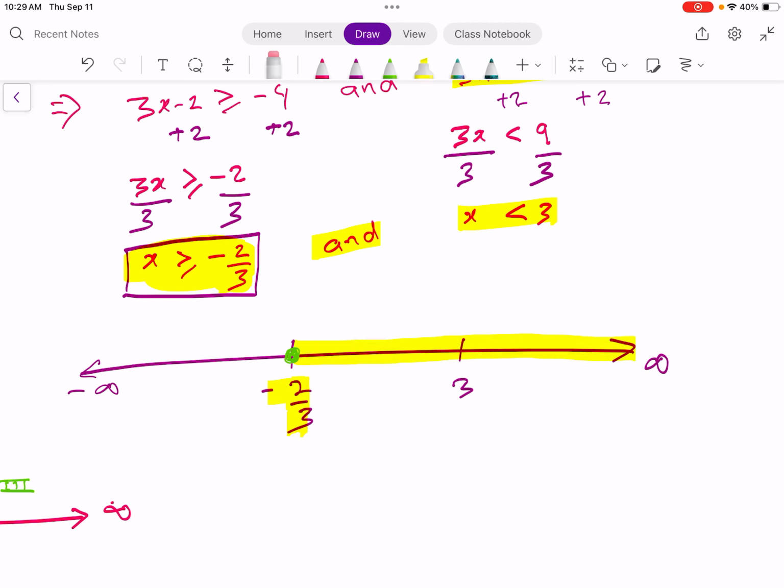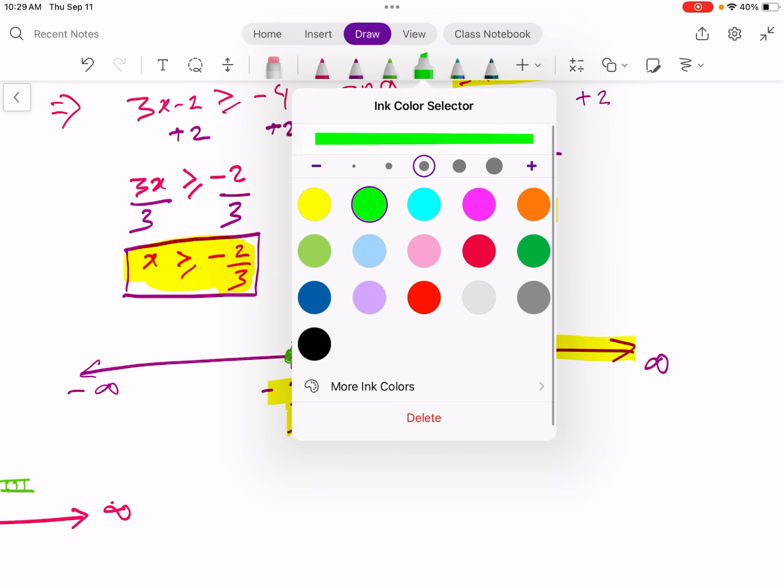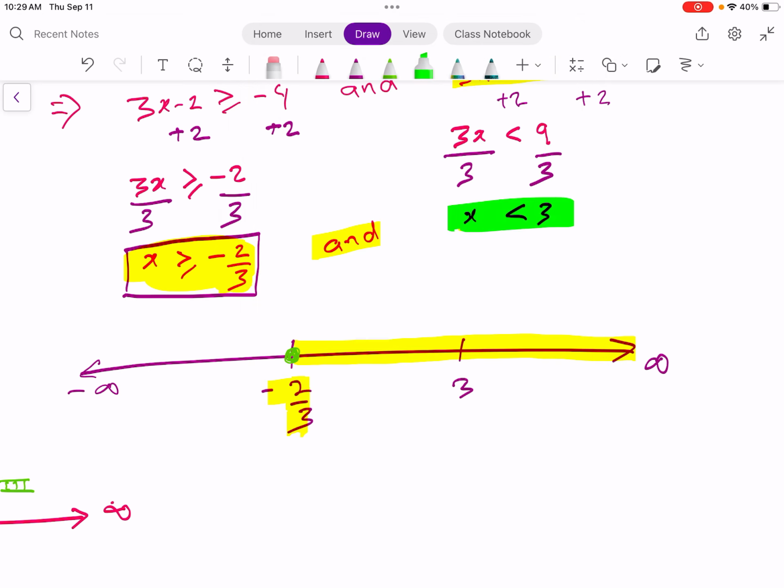Now let's graph our other solution. So we have this solution: x is less than 3. So 3 is not included, so we have an open circle. Now x less than 3 means where do we find a number less than 3? It's on the left of 3. So every number on the left of 3 is the solution.